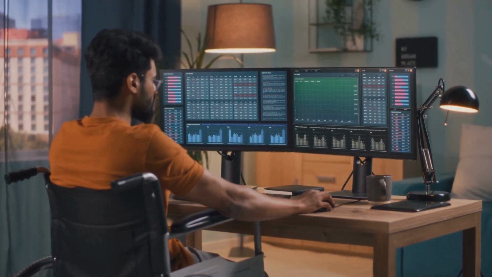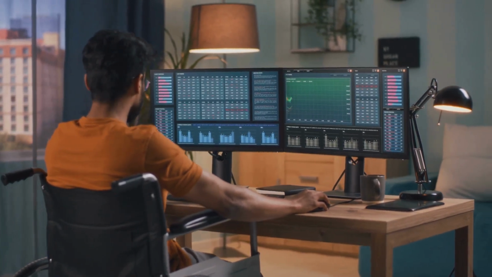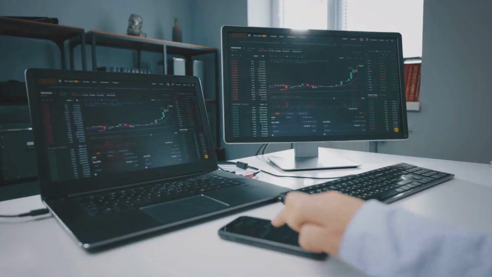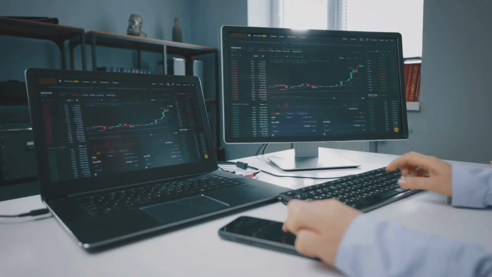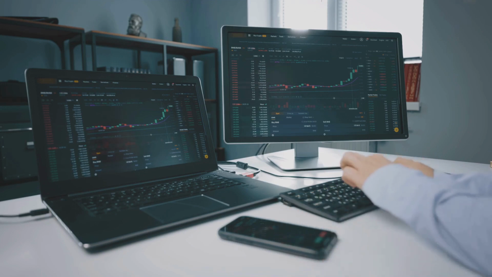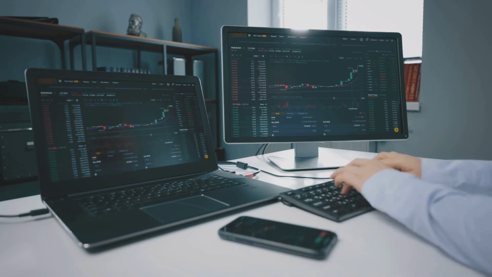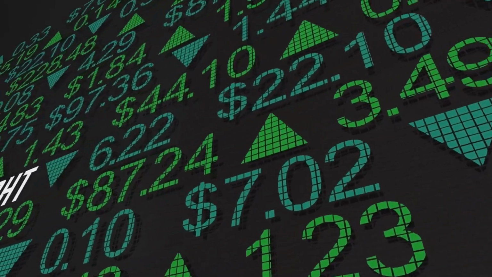The RSI calculates the average gains and average losses over a specified period, typically 14 periods. The result is an index that ranges from 0 to 100, with levels above 70 indicating overbought conditions and levels below 30 signaling oversold conditions.